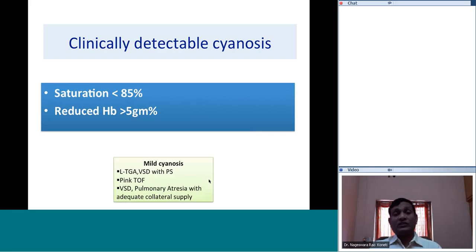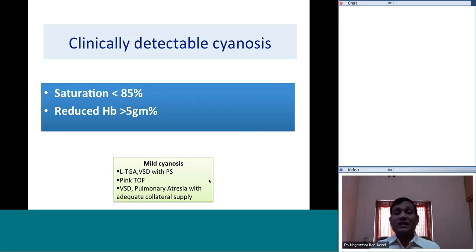I am talking about cyanotic congenital heart disease, reduced pulmonary blood flow, where you expect cyanosis, but there are certain congenital heart diseases where you may not clinically really appreciate severe cyanosis, but if you carefully examine or make them do exercise, you appreciate some cyanosis. Corrected TGA, VSD, PS, pink tetralogy of Fallot, VSD pulmonary atresia with adequate pulmonary blood flow, where collaterals are seen, you will appreciate a lot of continuous murmur.